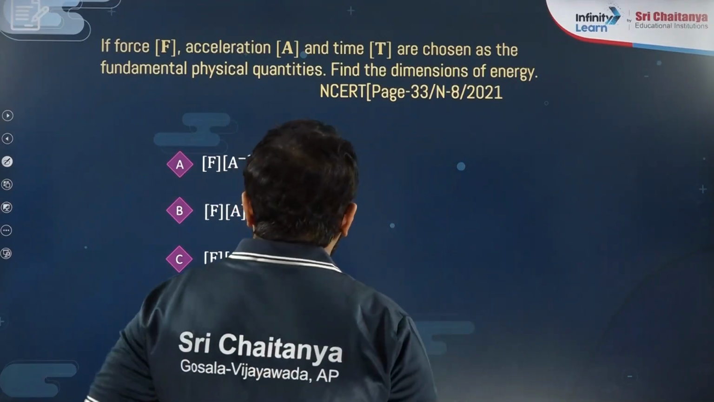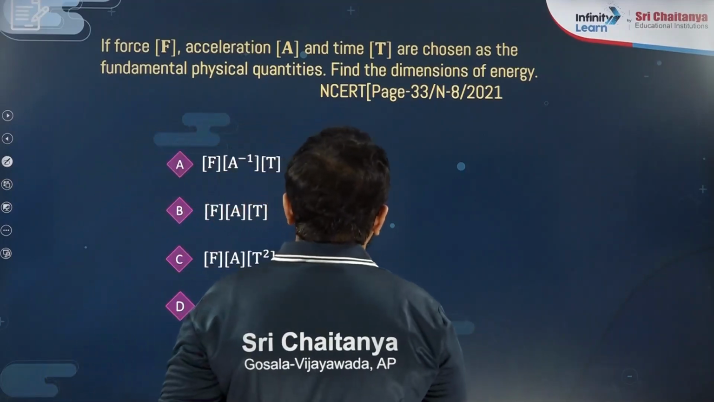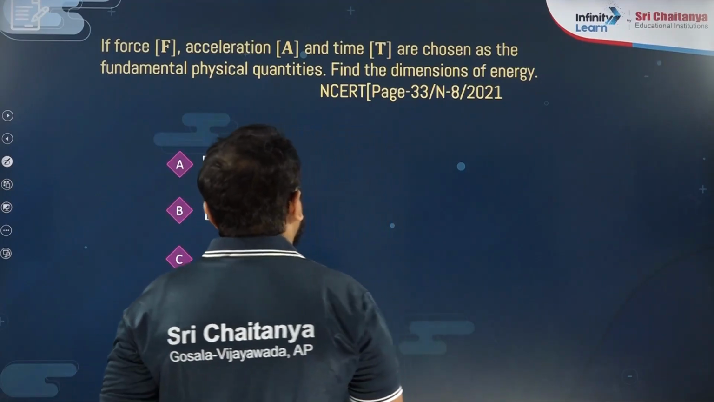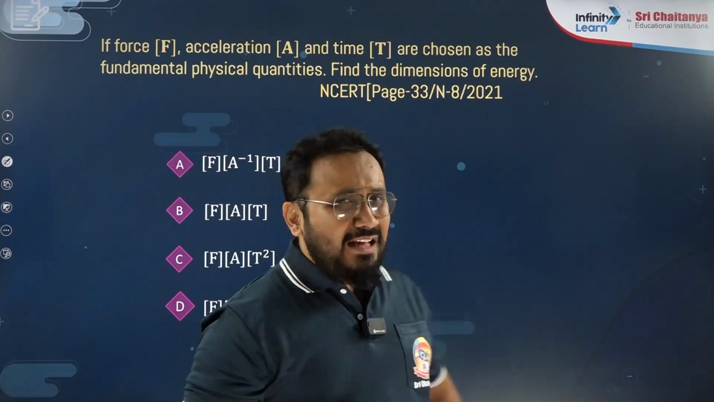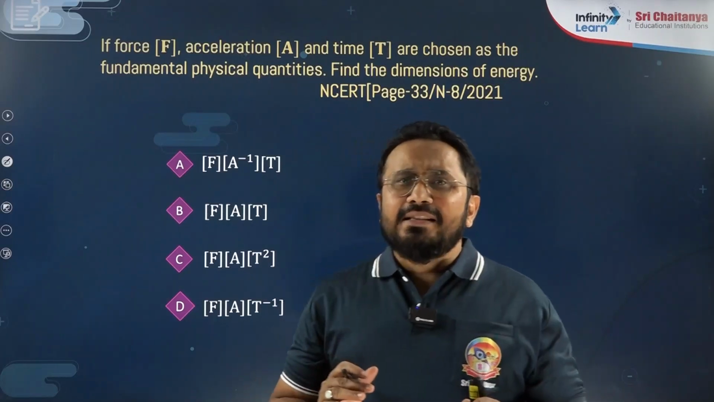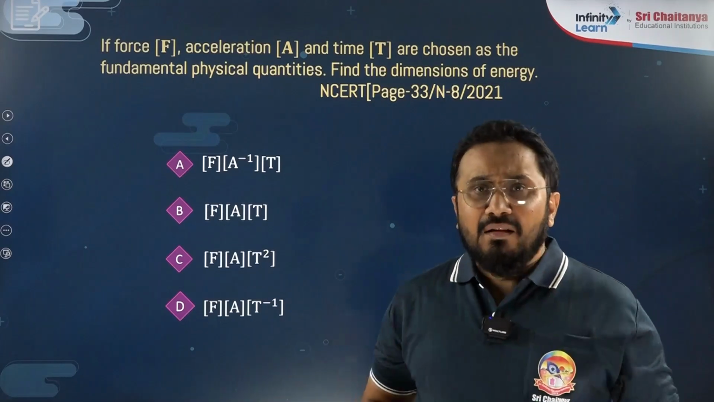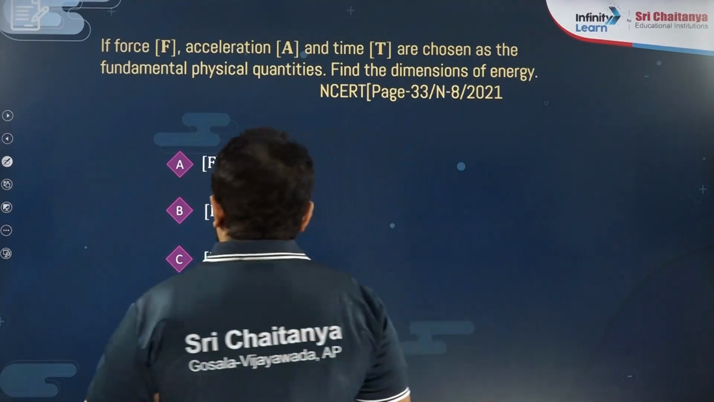If the force F, acceleration A and time T are chosen as the fundamental physical quantities, find the dimension of energy. They are asking to find the dimension of energy. There is one basic format. First I will discuss the basic format, then I will discuss the tricky format. I will teach you both formats. So first see the basic format.